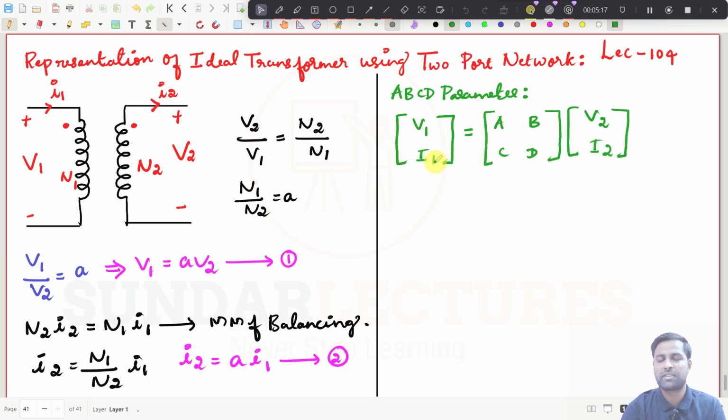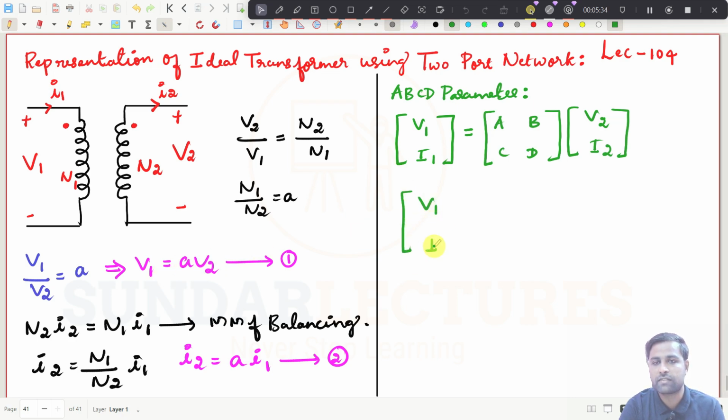This is the ABCD parameter we always write, right? Now you have the equations. V1, what is the V1 equation? That is A into only V2, right? A into only V2. There is no I2 term related to V1. So how can you write this now?